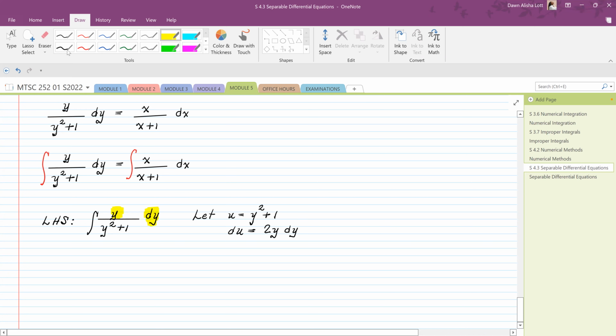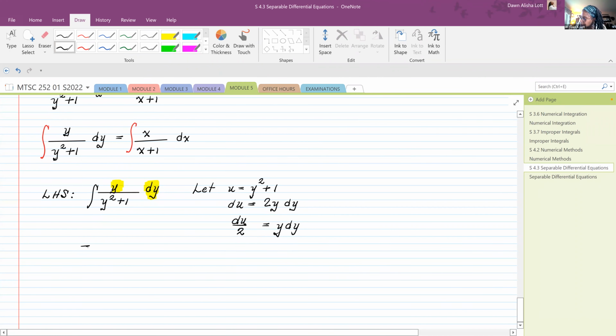Yeah. I have to solve for that. So what's y dy? du over 2. Thank you very much. Okay, so now this integral looks like du over 2 divided by u. So that is 1/2 the integral of du over u.